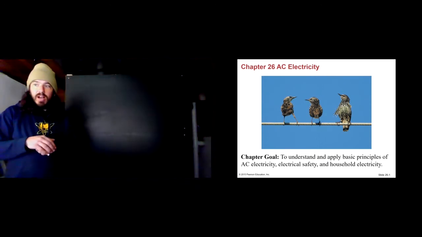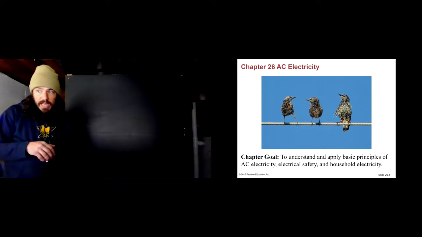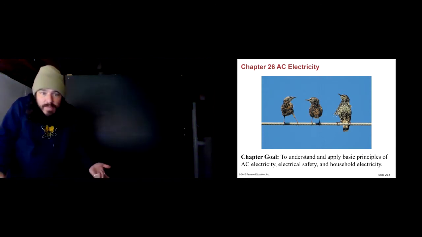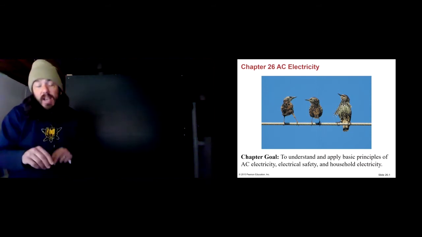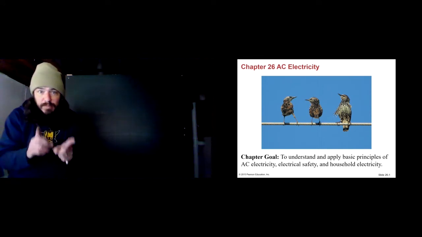Here we see a picture of three birds on a wire, and this might be a high-tension power line. Maybe you've seen birds on power lines before and thought, how come they don't get zapped? The reason is because, remember, it is a potential difference that drives a current, not a potential.